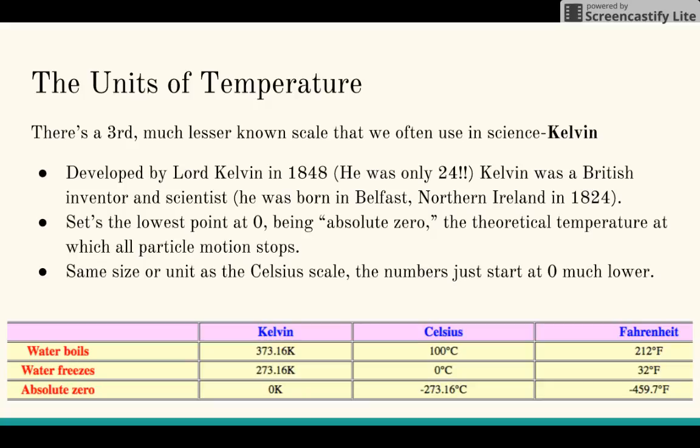And it has the same size of the unit, the same degrees are the same size as the Celsius scale. It's just that they're offset by about 273 degrees. So as you can see, if you wanted to look at how cold absolute 0 is, it's negative 273 degrees Celsius, or negative 459, negative 460 degrees Fahrenheit.